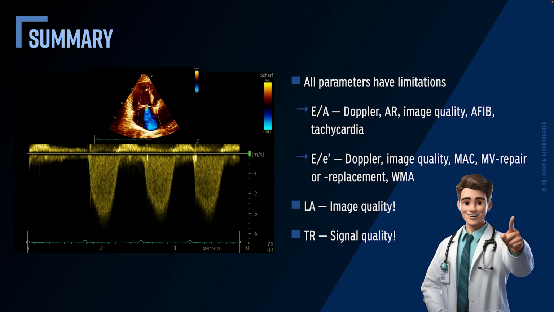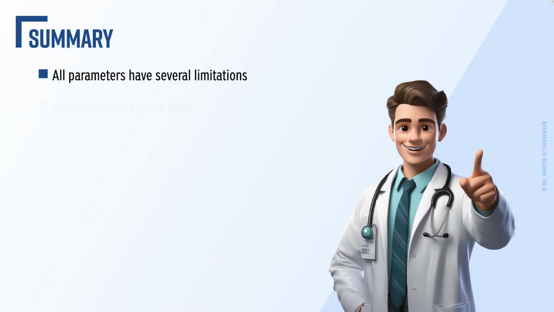So to summarize again, all the parameters have limitations. The E to A ratio, the E to E prime. When you want to know more about it, go back to the videos prior. Also, of course, the left atrium has some difficulties in evaluation. We discussed it in the last video, and the TR measurement for me personally is sometimes very difficult. So it's a 50-50 chance you will even get an optimal signal to really measure the sPAP, the tricuspid regurgitation signal. Keep that in mind and look for alternative measurements as well.